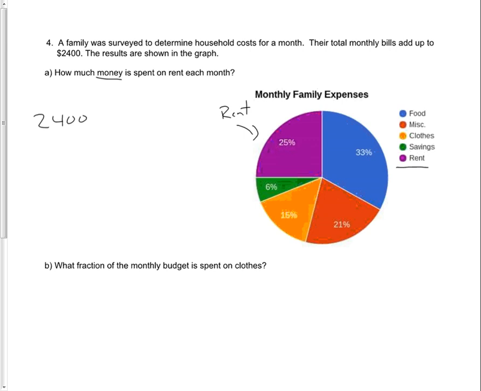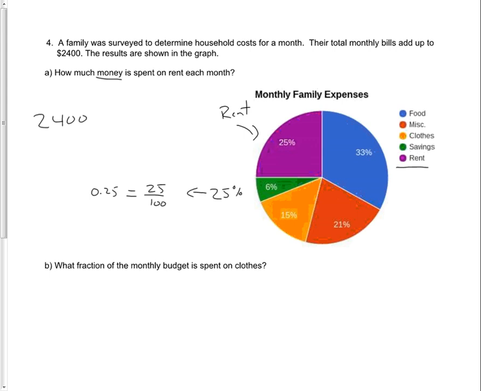If I want to figure out the actual dollar value that's spent on rent, I have to multiply that by 25%. To multiply it by 25%, I'm going to convert 25% into a decimal. I know that if I want to convert 25% into a decimal, I have to divide that by 100. So 25 divided by 100 is going to equal 0.25. So 0.25 is 25% as a decimal.